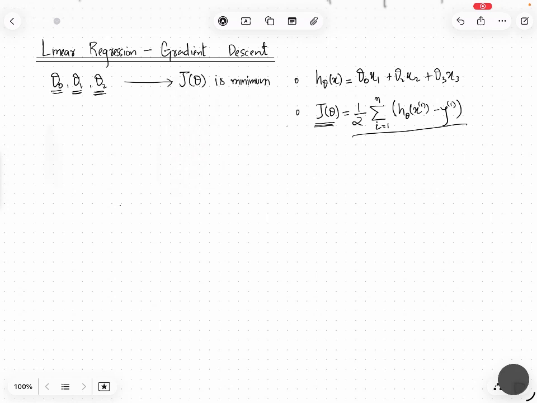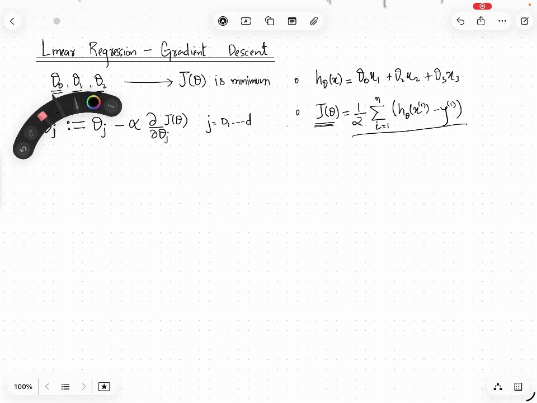So the update rule of gradient descent is written as theta j, this is the assignment, the previous value of theta j minus alpha times the partial derivative with respect to theta j of the cost function, where j goes from 0 to d, and in our case d is equal to 2. So in a single iteration of the gradient descent algorithm, we update all the parameters once, and if J of theta is not minimum, then we run the algorithm again until the value of J theta becomes less.